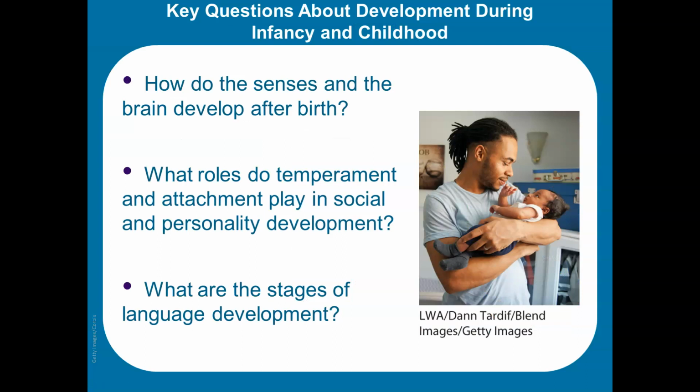So we have to keep in mind here some of the questions: how do the senses and the brain develop after the child is born? And what roles do things like temperament and attachment play in social and personality development? And then what are the stages of language development? So we're going to take a look at some of these, especially the first two questions, a little more in depth.